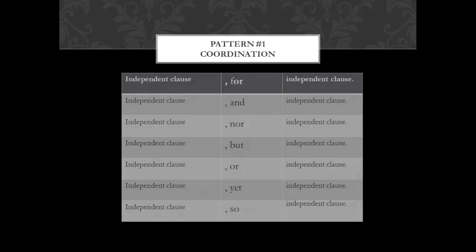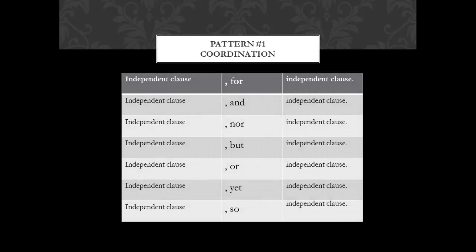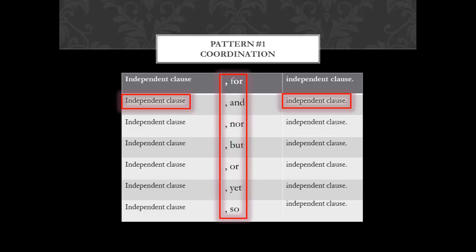So let's get started with our first pattern, pattern number 1, known as coordination. This chart may seem a little daunting at first, but really every row represents the same thing. On the left we have an independent clause, highlighted in red, and on the right we have an independent clause as well. Those clauses are joined with a comma and a coordinating conjunction.